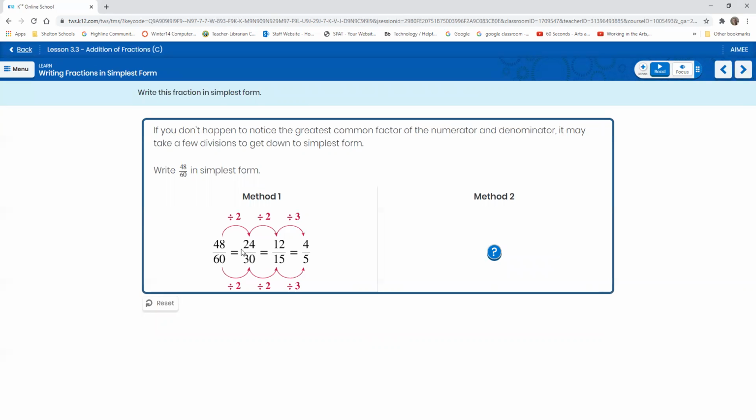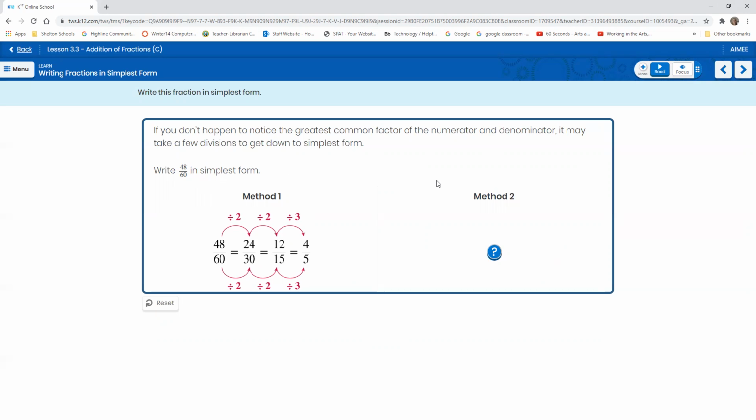Then they said, oh, I can make that smaller. Notice any number that ends in an even number, 2, 4, 6, or 0, is going to be divisible by 2. So 2 is really easy to use. They divided by 2 again and got 12/15. Now, 15 isn't an even number, so it's not divisible by 2. So then they used 3. You can divide 12 and 15 evenly by 3, and you end up with 4 on the top and 5 on the bottom. So 4/5 is the simplest form.